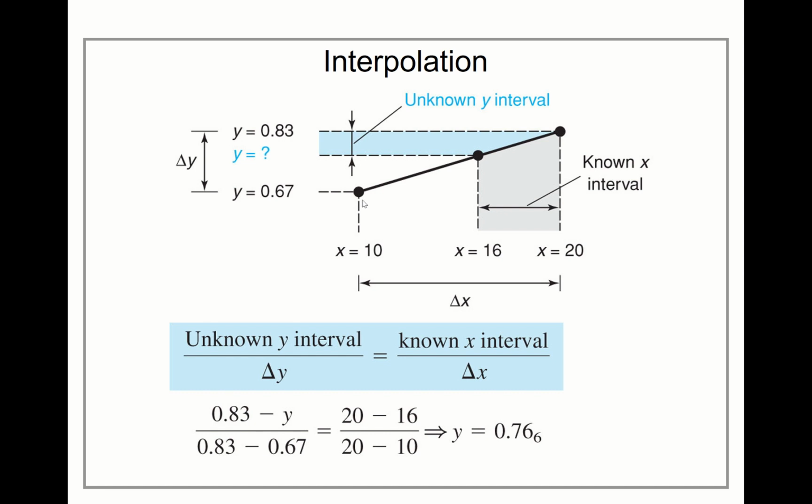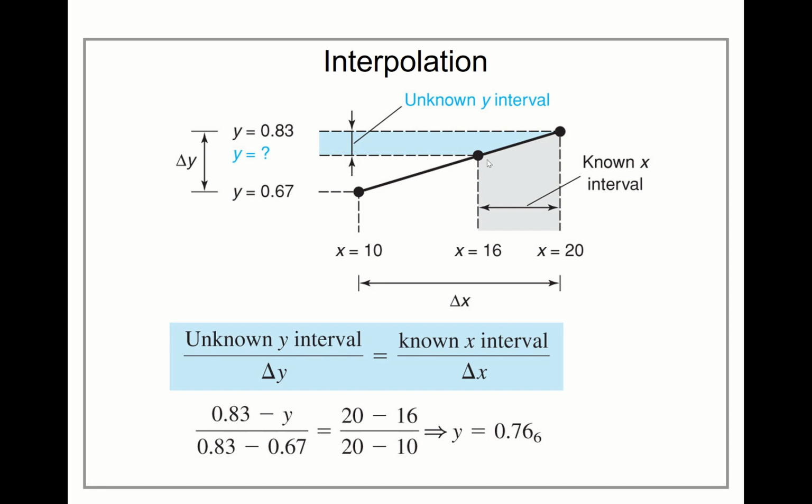So assuming that in this small range the y value changes linearly, you can get the y value for this one. Because the slope is the same, you can write this equation: the unknown y interval divided by delta y equals the unknown x interval divided by delta x.